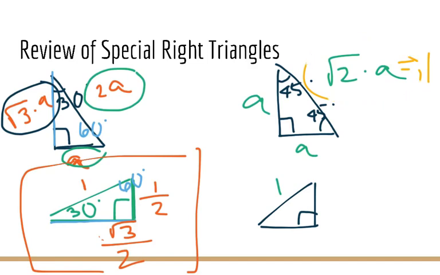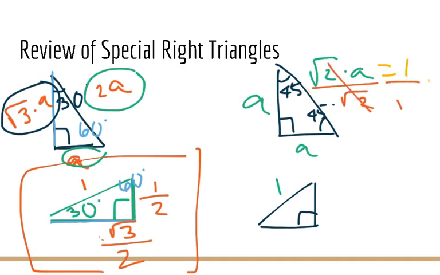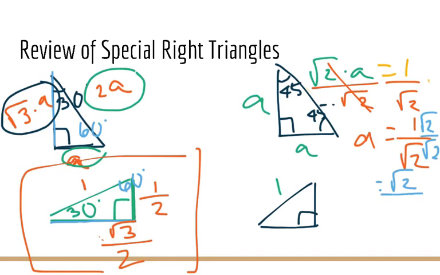Let me clean that up a bit. So how do I solve this for A? I would divide by square root 2, so I have A equals 1 over square root 2. That's almost good, but I would want to rationalize the denominator. You always want to do that. Never leave a square root in the denominator. So I'll multiply top and bottom by square root 2, and I get square root 2 over, and the bottom would just be 2. That means both of the legs would be square root 2 over 2, and we've solved this triangle.